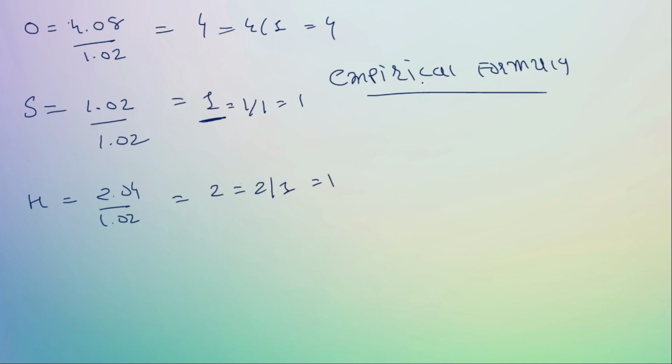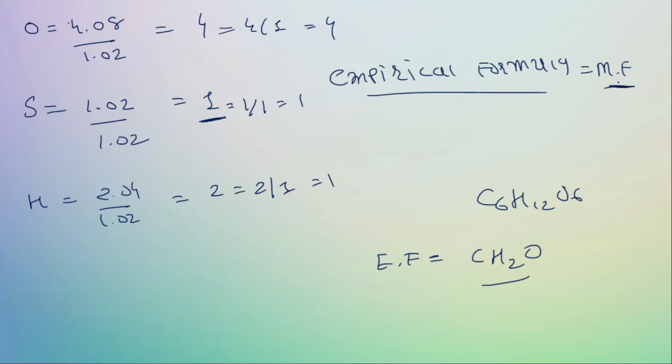Means the empirical formula will be equal to the molecular formula. Why? Because the empirical formula is the simplest formula. Like suppose here C6H12O6 is a molecular formula. If we write the empirical formula, we can write it like this: CH2O. It is an empirical formula. But here, when we divide with the least number, we will get the same numbers. Means empirical formula will be equal to molecular formula.